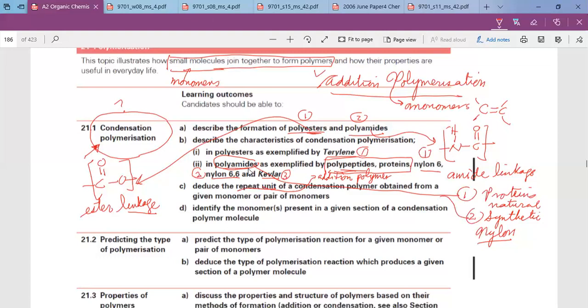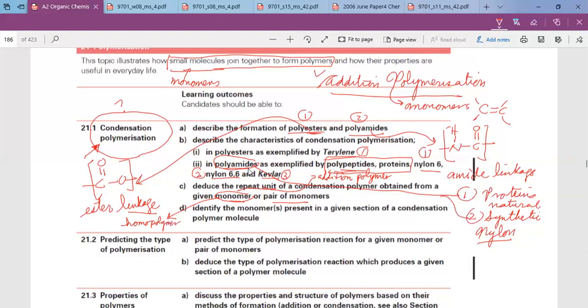Obtained from a given monomer or a pair of monomers. Now, let me see here. One kind of monomer is called a homopolymer. Homo means one. Hetero means two, or poly, or they call it copolymerization. Homopolymer means one.